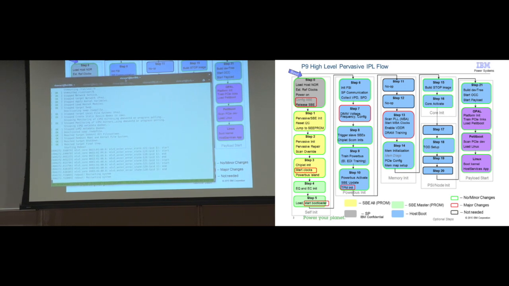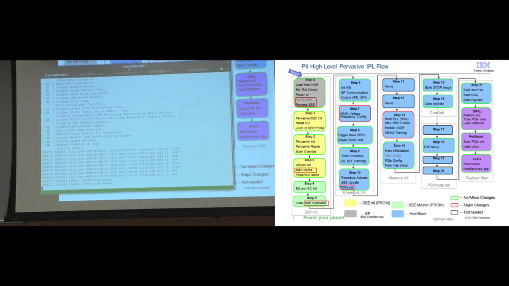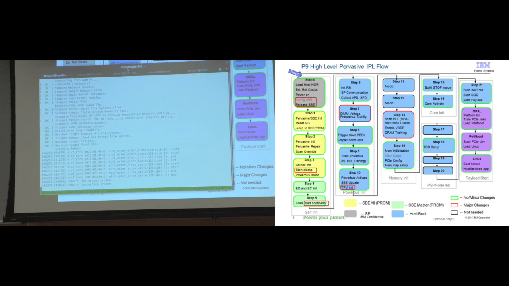We might have different sort of peripherals we need to train. So on some systems, there might be like memory buffers or something like that. There will be a whole bunch of registers that we need to set to some default values. All sorts of little steps along the way.